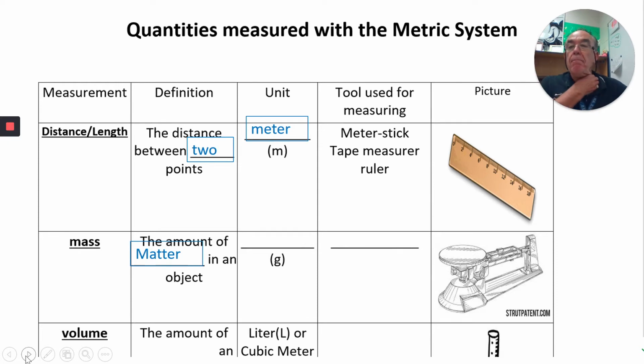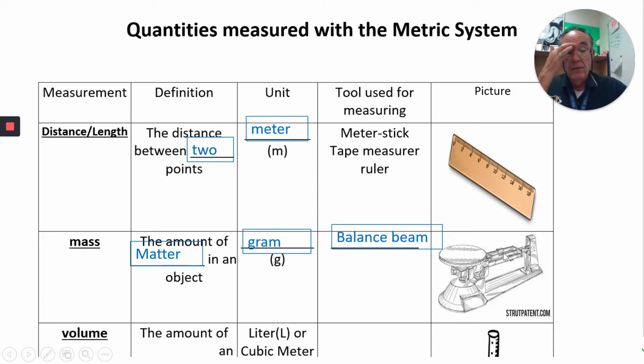Mass is the amount of matter in an object. In the metric system, our base unit is grams. Typically we use a balance beam. The reason why we use a balance beam is because we're looking for the amount of matter in an object. So whatever we put on the pan of the balance beam is balanced by the weights on this side.